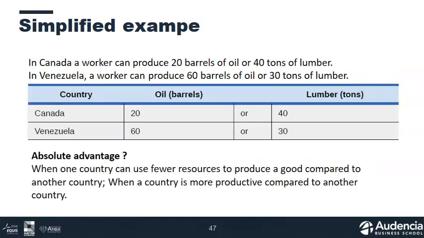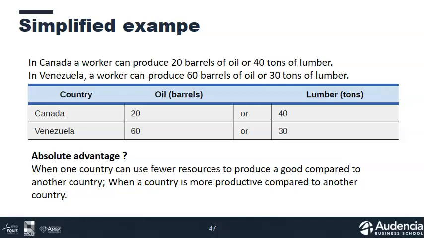In Canada, a worker can produce 20 barrels of oil or 40 tons of lumber. So we've got a table here. We've got all the workers in Canada. We can use them to produce 20 barrels of oil or 40 tons of lumber. In Venezuela, a worker can produce 60 barrels of oil or 30 tons of lumber. And this is how we work it out.